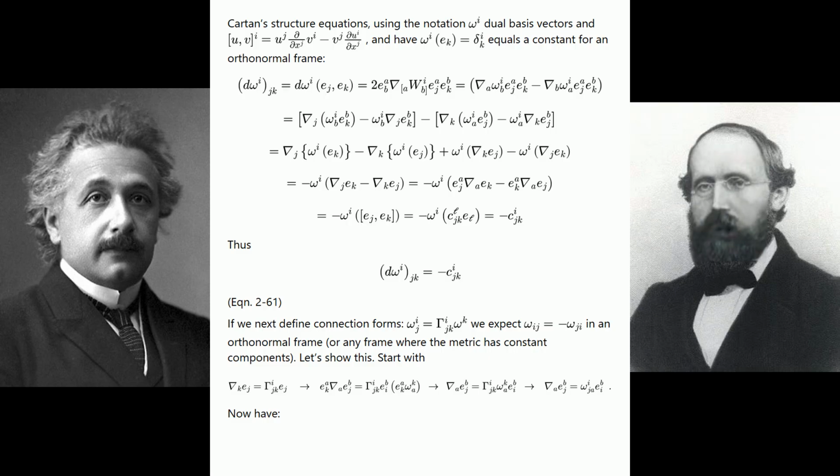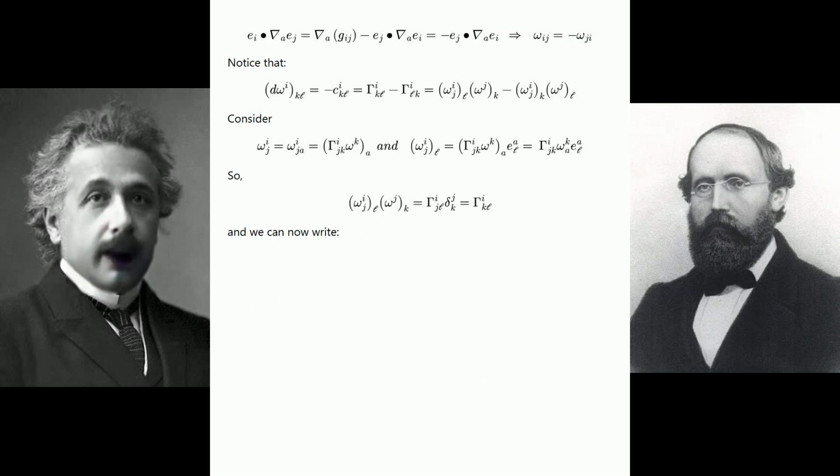If we next define connection forms, ω_j^I equals Γ_jk^I ω^k, we expect ω_ij equals −ω_ji in an orthonormal frame, or any frame where the metric has constant components. Let's show this. Start with. See the equation shown. Now have. See the equation. Notice that. See the next equation. Consider. See the equation shown. So, see the equation. And we can now write.